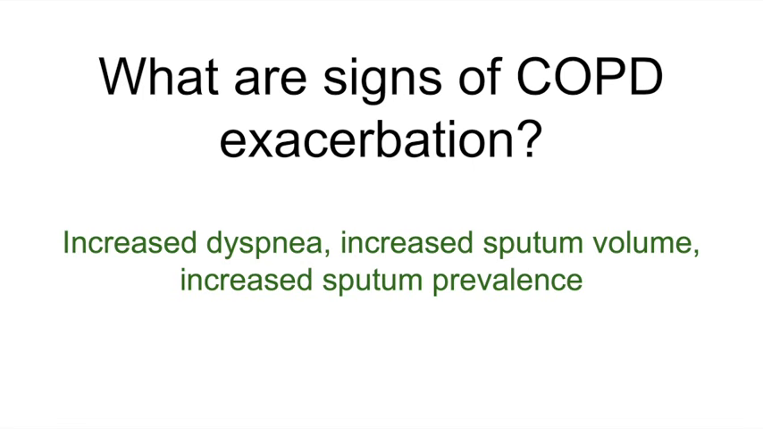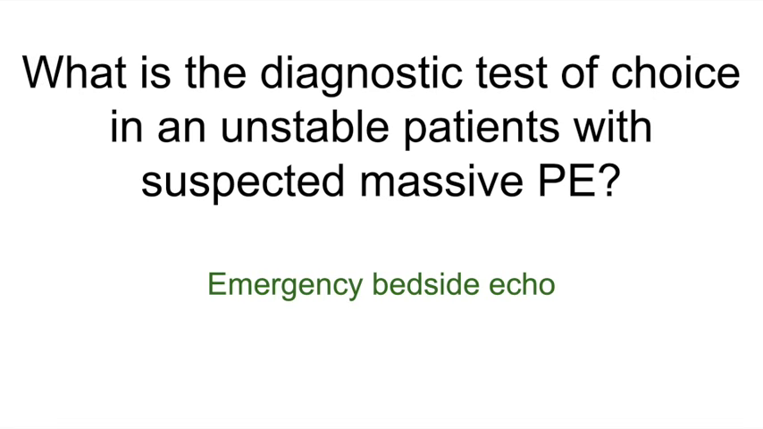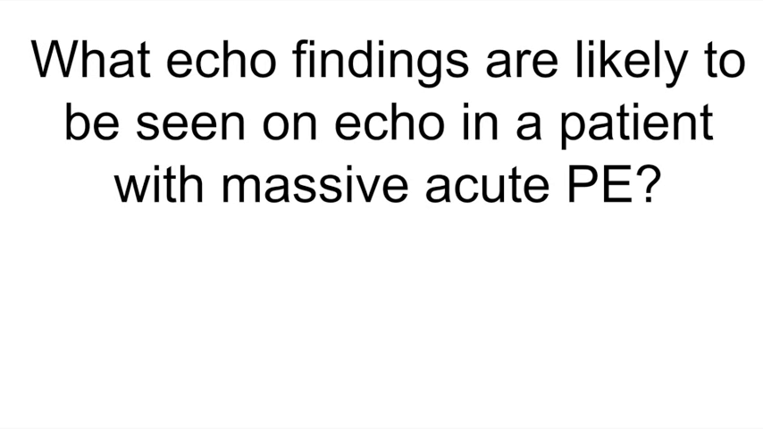What is the diagnostic test of choice in an unstable patient with a suspected massive PE? An emergency bedside echo. A CT angiogram is unsafe in hemodynamically unstable patients. So whenever looking at the next best test, always check to see whether or not the patient is stable, because that would definitely let you know which answer would be the best answer choice for that patient. What echo findings are likely to be seen in a patient with a massive acute PE?